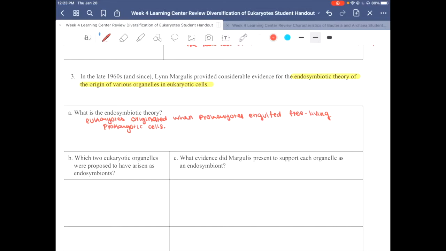Yeah, so we already talked about one example, which is the mitochondria. So I'm going to write that down here. Does anyone know what the evidence is that they use to support this theory for mitochondria? Why do scientists think that mitochondria was engulfed by a prokaryote?